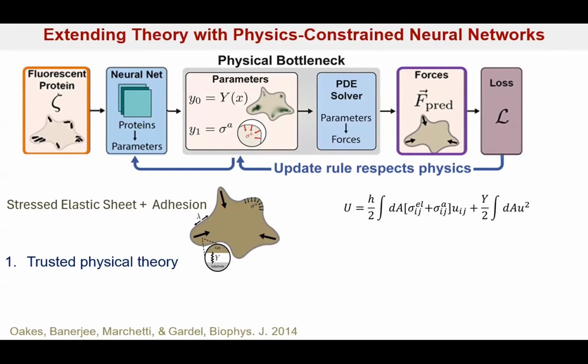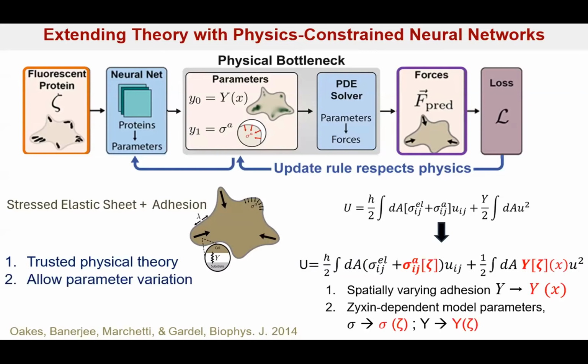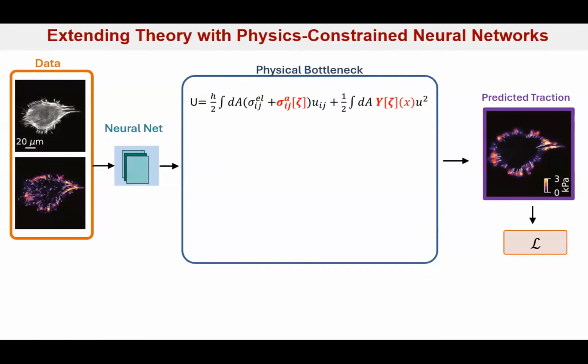Okay, so in this case, we took our trusted continuum theory of the cell being a stressed elastic sheet with continuous adhesion, right? So that's our physics. And then we allowed certain parameter variation. This took a lot of iteration between all of us to decide which parameters were okay to vary. In this case, we only allowed adhesion to vary and allowed the model parameters of active stress and elasticity to depend on the Zyxin intensity. That's the field that you're measuring, okay? And so now you're just learning the parameters from the imaging data. You're not changing the physical model.